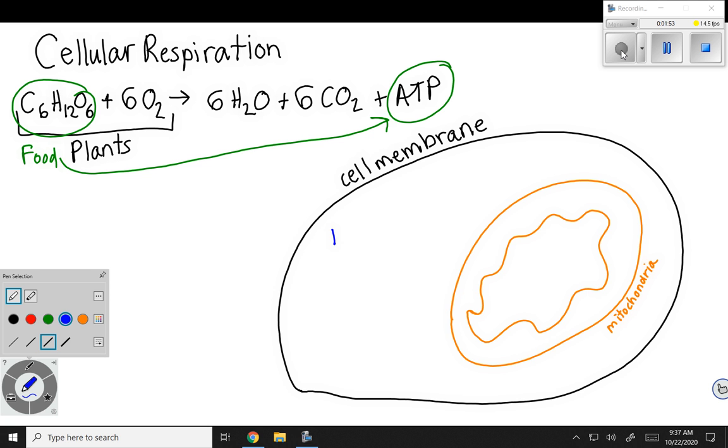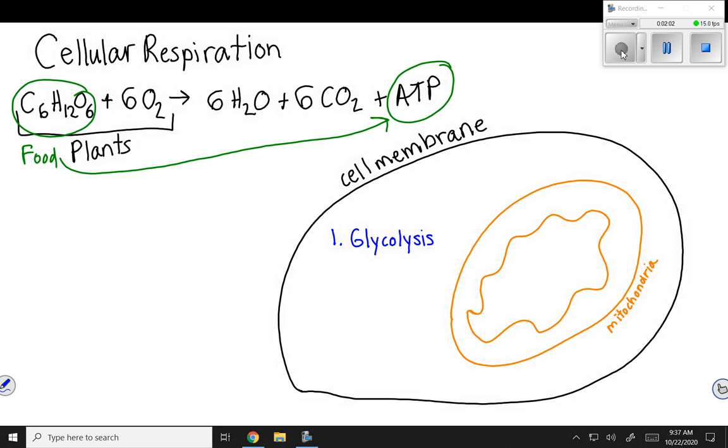Step 1 is called glycolysis, and it occurs in the cytoplasm of the cell. Step 2 is called the Krebs Cycle, and it occurs in the matrix of the mitochondria, or the inside of the mitochondria. Step 3 is the electron transport chain, and that is located literally inside of the membrane. And of course, the electron transport chain is going to end with an ATP synthase. So step number 3 is the electron transport chain and ATP synthase.